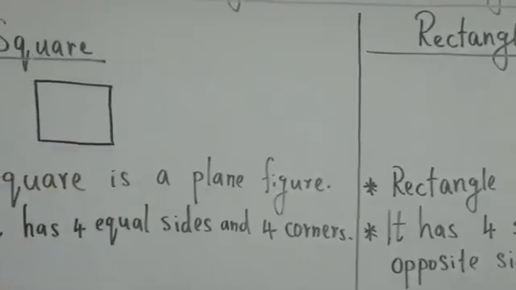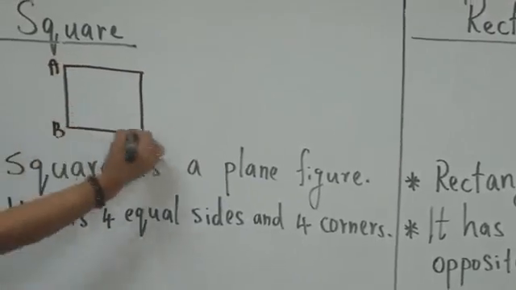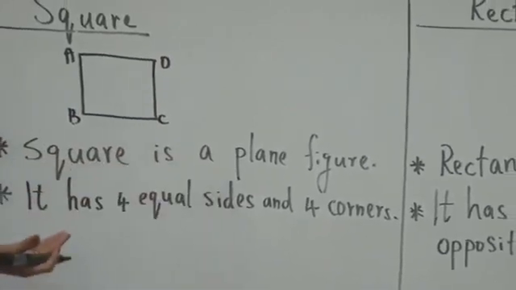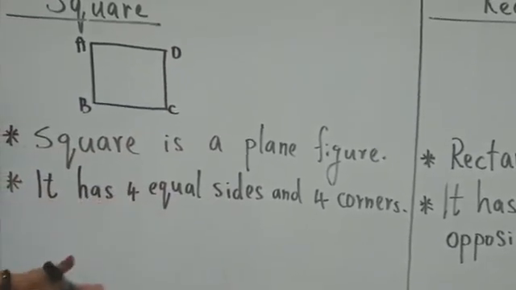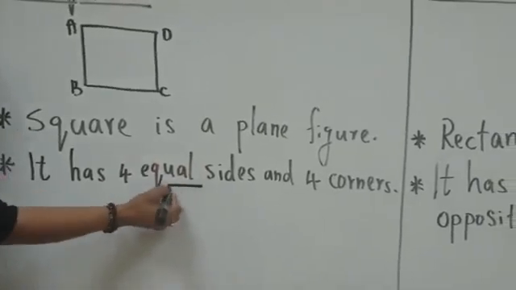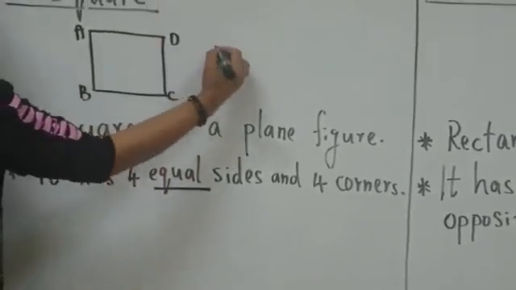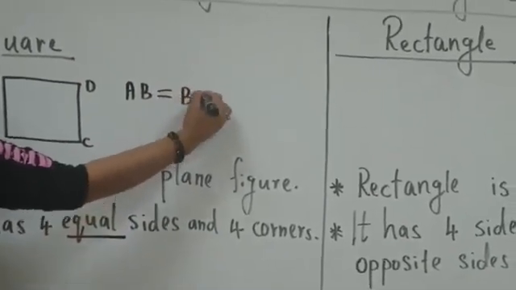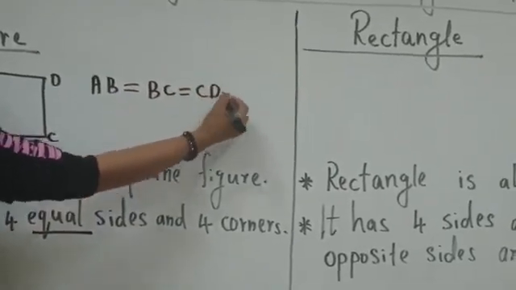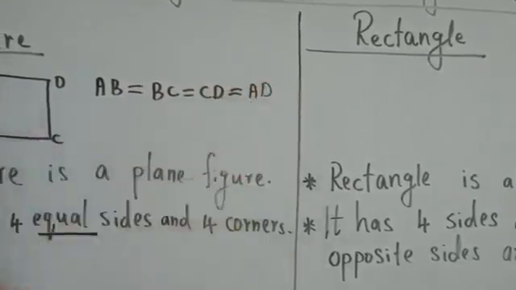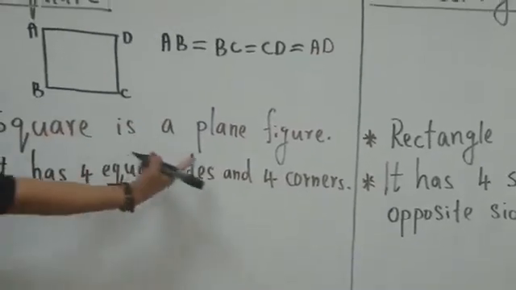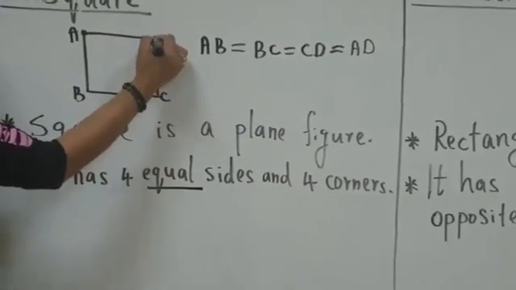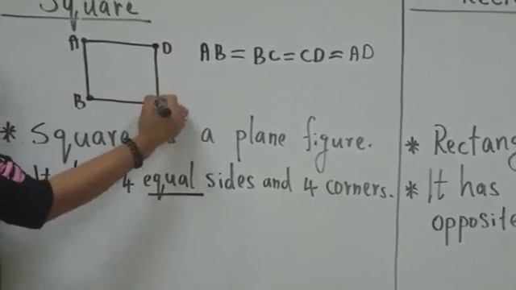Here I am going to draw a square. A, B, C, D. Square ABCD. A square is a plane figure and it has 4 equal sides and 4 corners. So here in square ABCD, all the sides are equal: AB is equal to BC, equal to CD, and DA. 4 equal sides are there and 4 corners are there. I will mark the corners here: corner A, corner B, corner C and corner D.